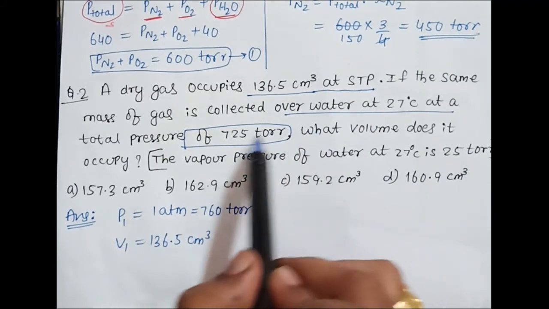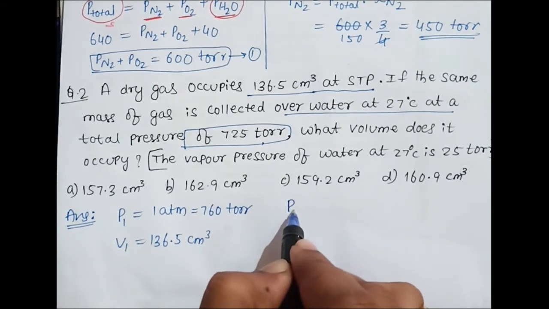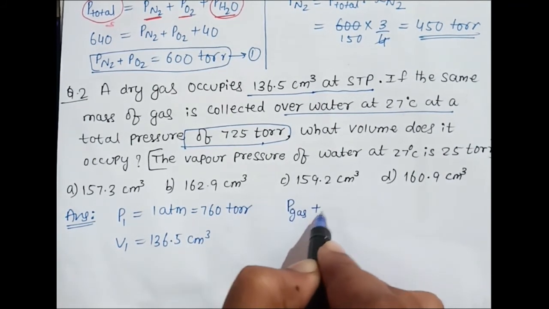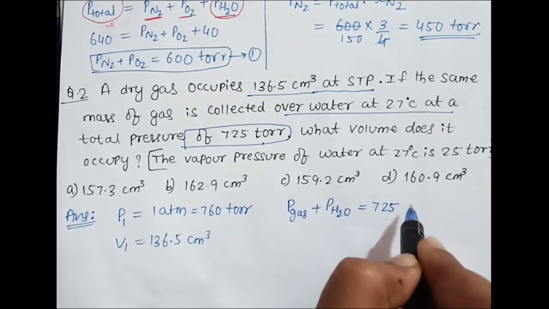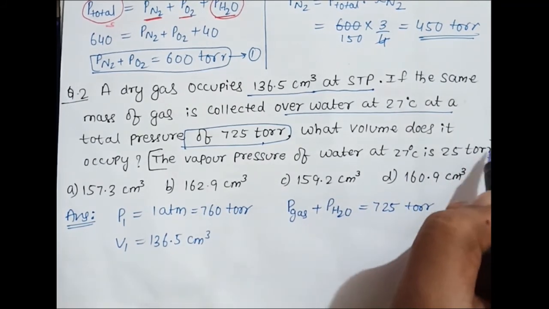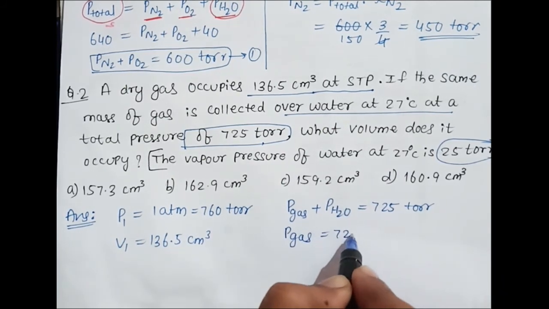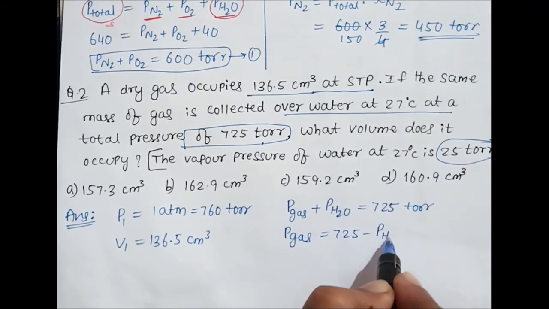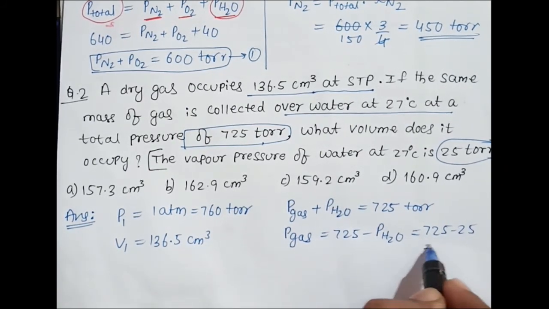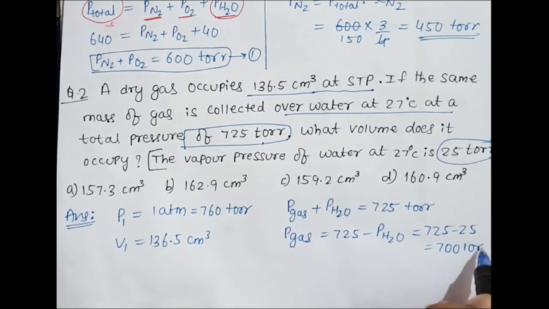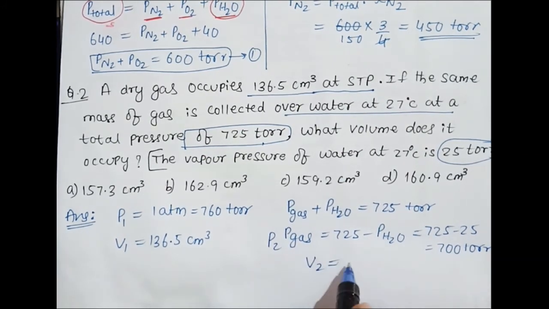Now when it is collected over water, that is a 725 pressure. It means the pressure of gas plus the pressure of water, because it is collected over water, which is equal to 725 torr. Now the pressure of water is given separately, 25 torr. So the pressure of gas is equal to 725 minus pressure of water, which is 725 minus 25, which is equal to 700 torr. This is P2, rather I can say. Now V2 is equal to question mark.